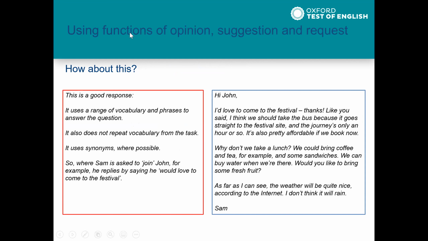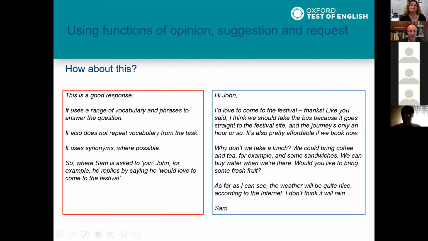So let's take a look at that. Isn't that much better? This is a good response because it uses a range of vocabulary and phrases. This time, Sam is demonstrating his level of English, and this is what you have to do. Okay, so I'd love to come to the festival. Thanks. Like you said, I think we should take the bus because it goes straight to the festival site. The journey's only an hour or so. It's also pretty affordable. How about that? Pretty affordable if we book now.